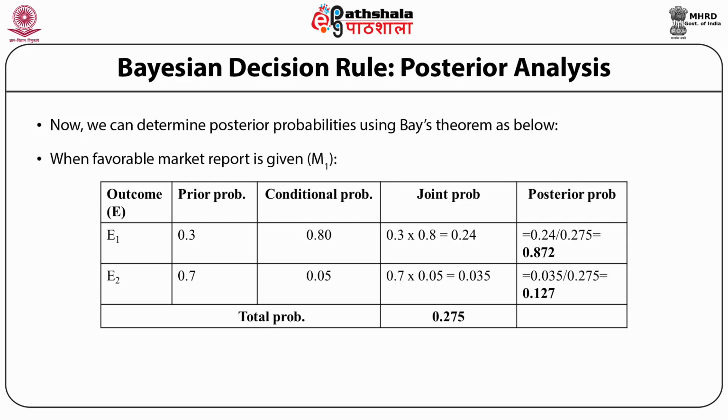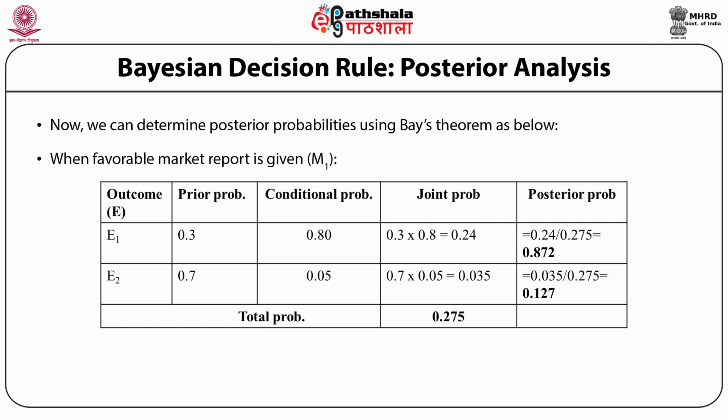conditional probability from the previous related study of the marketing agency or research agency 0.8, 0.05. We can calculate the joint probability 0.3 multiplied by 0.8 is equal to 0.24. Similarly for E2. Now we can calculate the total probability by taking the sum of both the probabilities. Now in the last column you can see the calculation of the posterior probability.